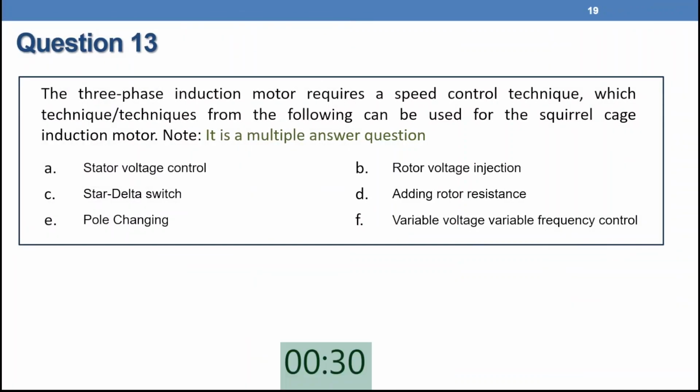Question 13. The three-phase induction motor requires a speed control technique. Which technique or techniques from the following can be used for the squirrel cage induction motor? Note it's a multiple answer question. A. Stator voltage control. B. Rotor voltage injection. C. Star-delta switch. D. Adding rotor resistance. E. Pole changing. F. Variable voltage variable frequency control. Time starts now.